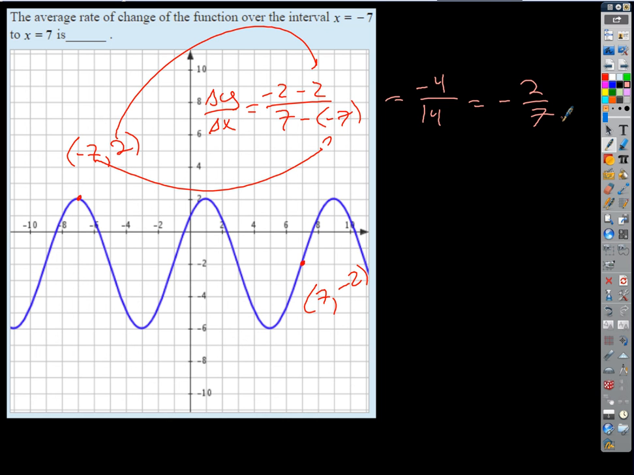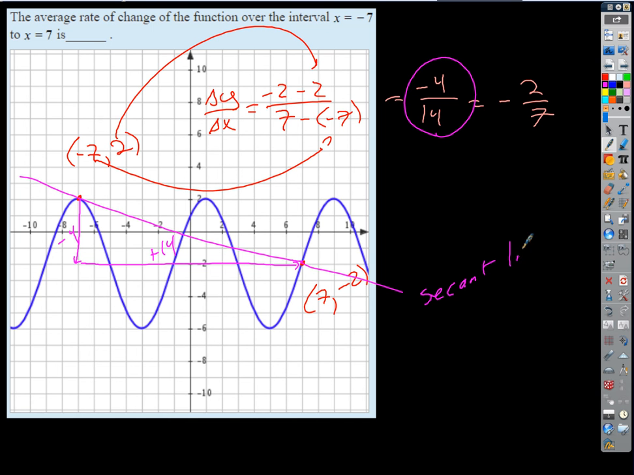It probably shouldn't be surprising that if we draw a slope triangle from this point to this point, we rise by negative 4 and we run by 14. Isn't that what we got right there? Just rise over run. So if you're talking about a graph, the average rate of change is just the slope of the line that connects the points. We call that in math a secant line. So it's the slope of the secant line, the line connecting the 2 points, the starting point and the ending point, and that's it.